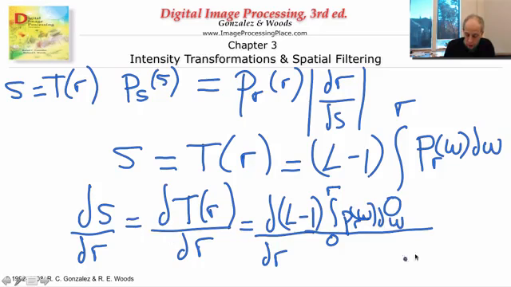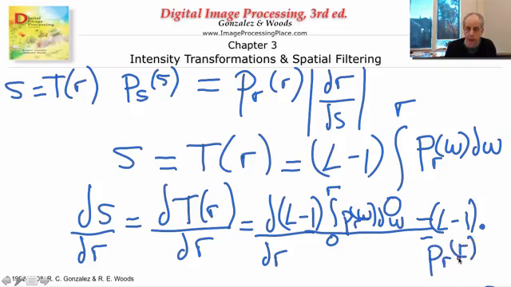So we need to compute this derivative. And if you remember basic calculus, this is a constant, so it will go out, okay? And then the derivative of this integral is what's inside the integral. So this is equal to L minus 1 times, and I'm going to write this here in the next line, P_R(r). So we obtain that the derivative of S according to R is L minus 1 times the probability, basically the original histogram.